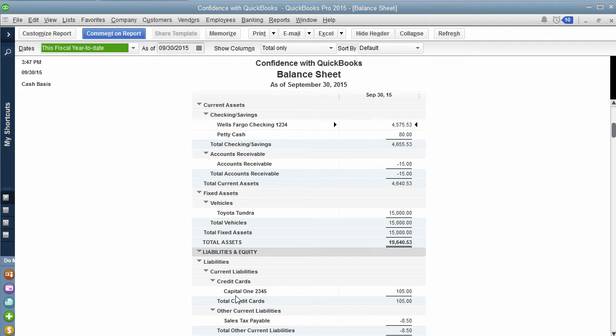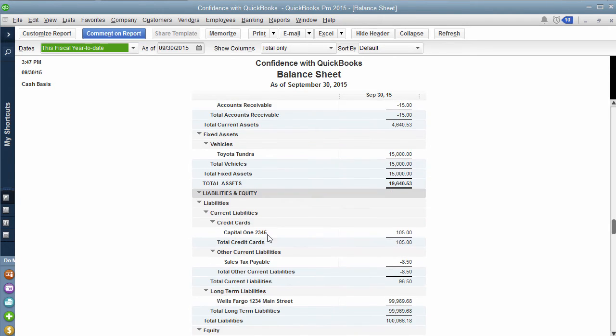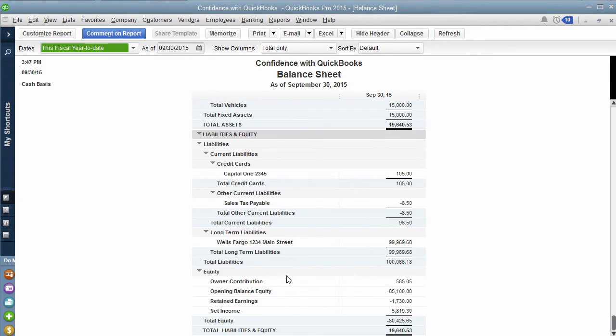So basically, anything that's an asset, cash, anything you own, accounts receivable, your vehicles, that kind of stuff is all your assets. Your liabilities are your credit cards, your sales tax, anything you owe. And then your equity is your equity in your business. And that's where the question of the retained earnings comes into place.